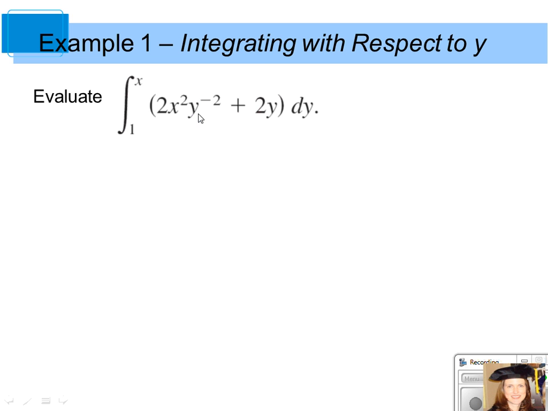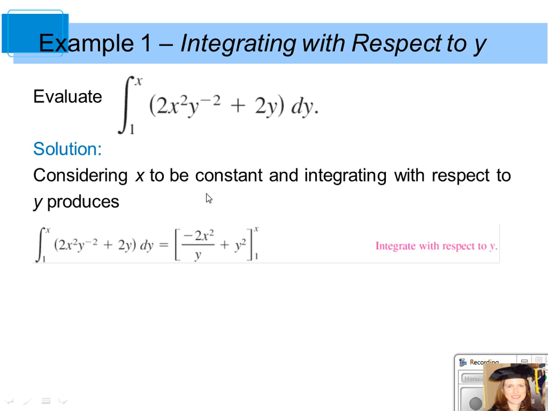to find the antiderivative. When you take the antiderivative of the first term here, 2x squared y to the negative 2, you're going to add 1 to the exponent and divide by the new exponent. That's our power rule for integration. And the same thing here, you're going to add 1 to the exponent, y to the second power, and then divide by 2. So what that looks like when you integrate, we get negative 2x squared over y plus y squared, and we evaluate that at our bounds of integration from 1 to x.